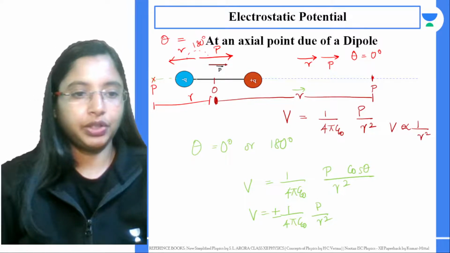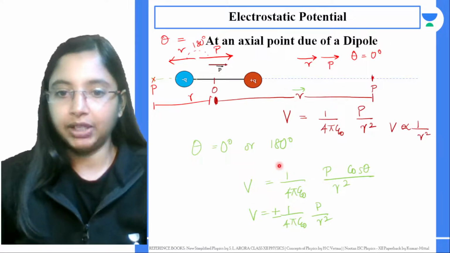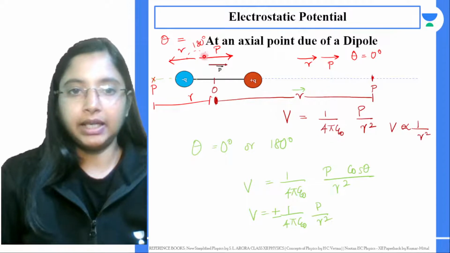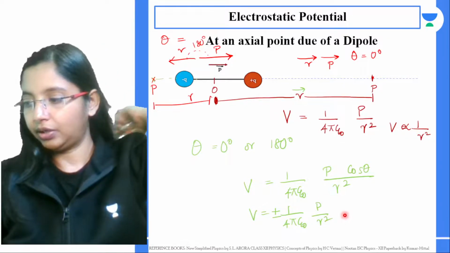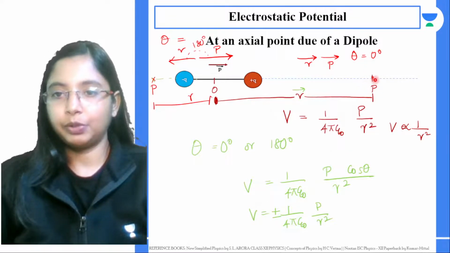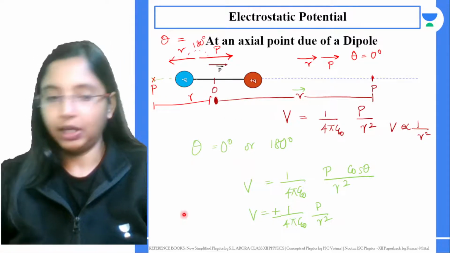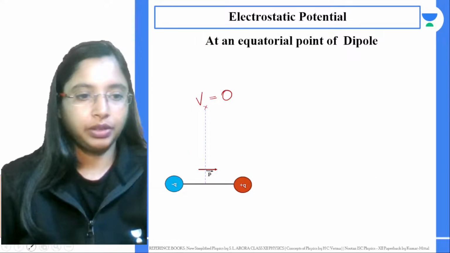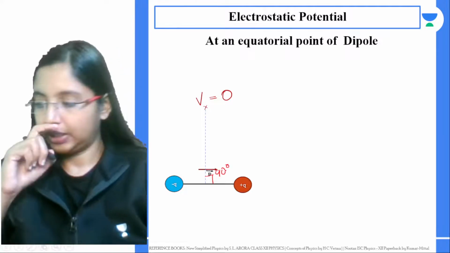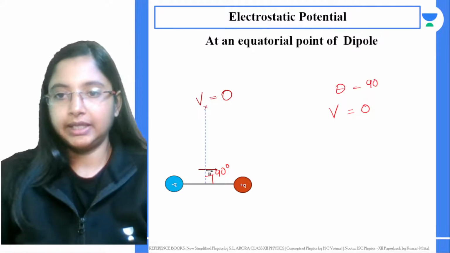So if theta equals 0 degrees, that is the dipole moment is in alignment with the position vector R, then we get a positive value. But if these two directions are different, then we get a negative potential, that is V is equal to minus 1 by 4 pi epsilon naught P by R square. So you get the greatest positive potential when theta is equal to 0, and when theta is equal to 180, you get the greatest negative potential. Now, if the point is lying on the equatorial line, the angle is 90 degrees, and then the potential is actually 0.